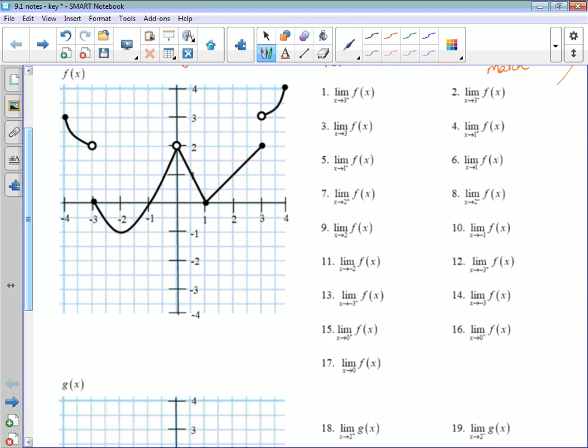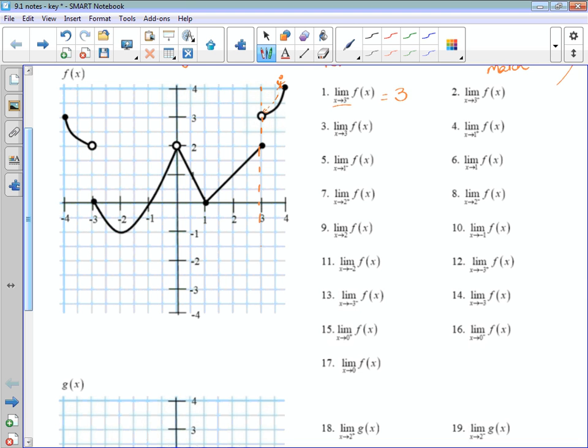So if we look at the first one, as x approaches 3 from the right. Okay, there's where my 3 is, right? And if I'm coming from the right, picture yourself as this little person up there, and you're walking along the graph. What y value are you approaching? 3. That's it. The answer is 3. Okay.